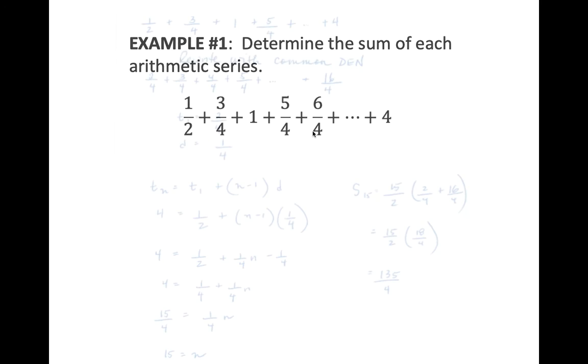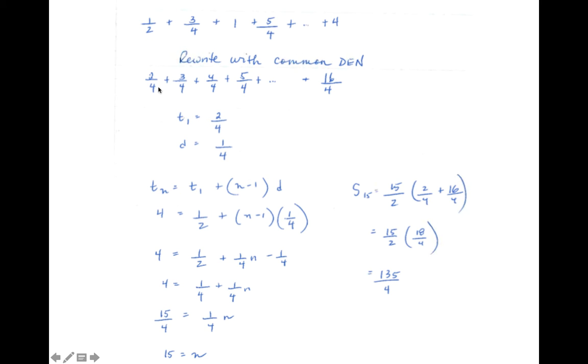So let's take a look at the next part. Rewrite it with a common denominator first. Your first term is 2/4. Your constant is 1/4. Now we do have this last term, and we better stop and think about how many terms it is. So we'll put it in. It was actually a 4. So let's use our formula.